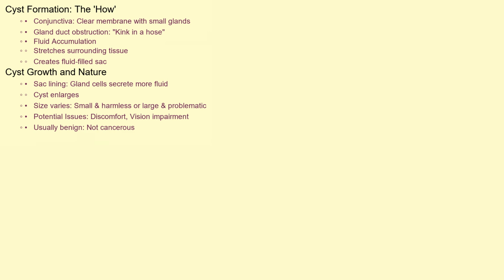Let's talk about the how behind the cyst's formation. The conjunctiva, the clear membrane covering the white part of your eye, contains these small glands. When a gland's duct becomes obstructed, think of it like a kink in a hose. The fluid it produces can't escape. As the fluid accumulates, it stretches the surrounding tissue, creating a fluid-filled sac. This sac is lined with cells from the gland, continuing to secrete fluid and further enlarging the cyst. The cyst may remain small and relatively harmless, or it can grow larger, causing discomfort or even affecting vision in some cases. It's important to understand that this process is usually benign, meaning it's not cancerous.